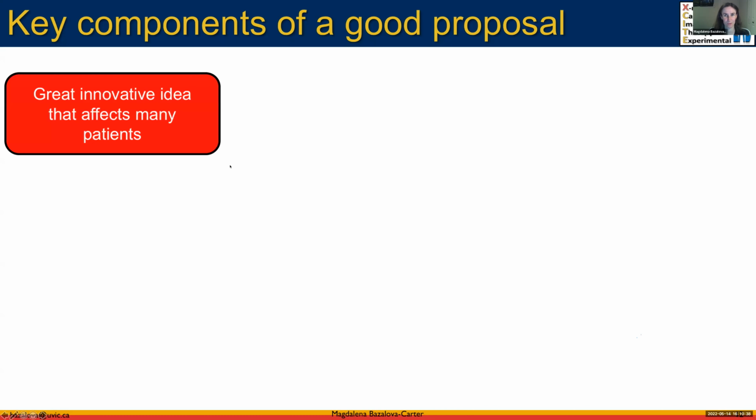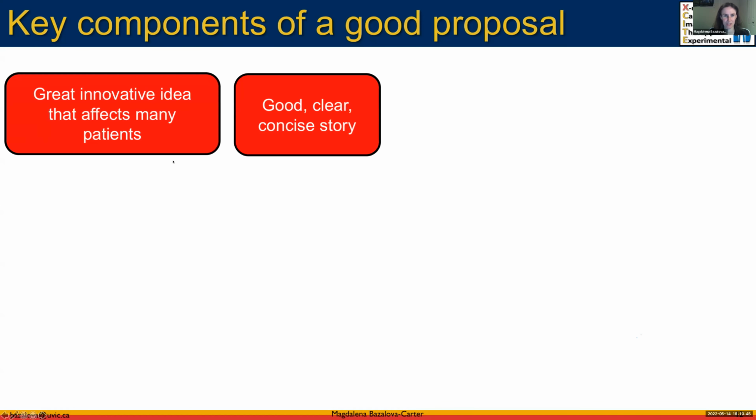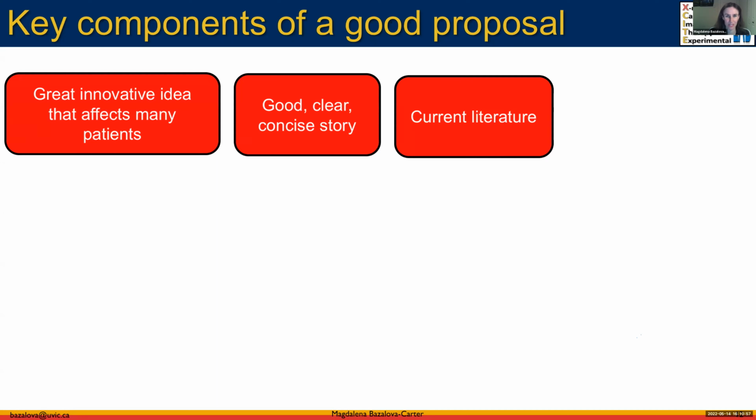Okay. So what are the key components of a good proposal from my point of view? You have to have a great, or at least very good, innovative idea that affects many patients. I think this is perhaps the most critical one to me as a reviewer. You have to provide a good, clear, and concise story. It has to be actually a story. How I'm going to make the lives of patients better.